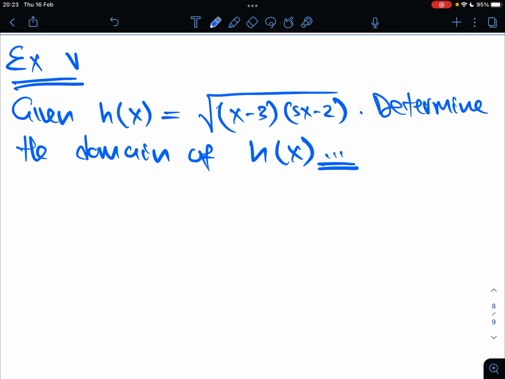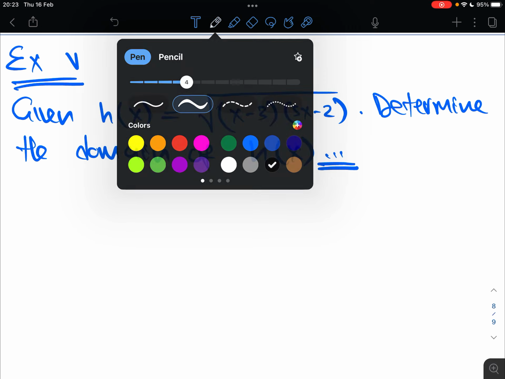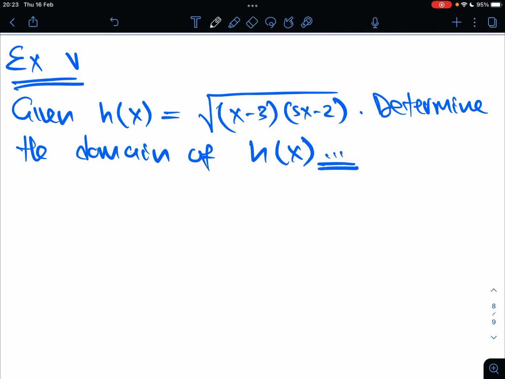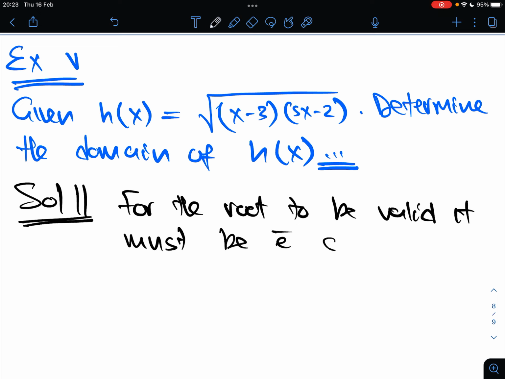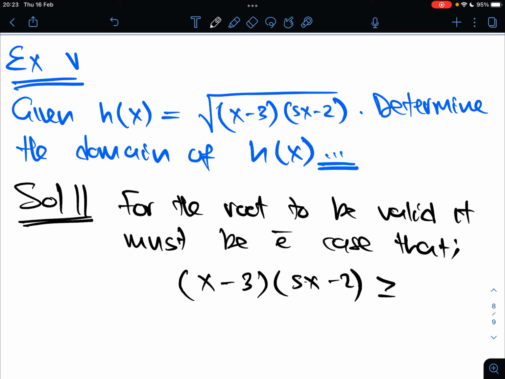So how do you go about finding the domain of h of x like that? This is a very tricky problem, and people must be very careful how they deal with it. First thing we ask ourselves, what do we know? We know that for this square root to be valid, it must be the case that x minus 3 times 5x minus 2 is greater than or equal to 0.